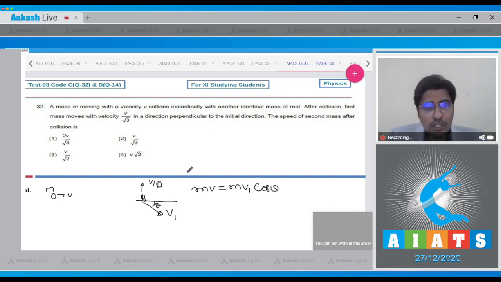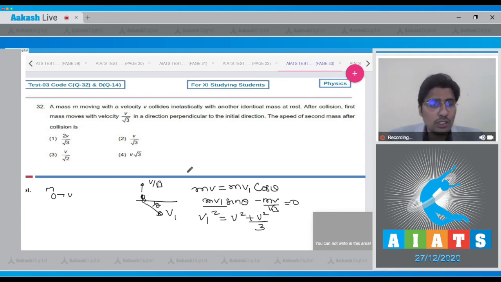And in the y direction, we can write down that m v1 sin theta minus mv by root 3 will be equal to 0. From these two equations, we can easily write down that v1 square is equal to v square plus v square by 3. That is, we have used sin square theta plus cos square theta is equal to 1. From this, v1 will be equal to 2v by root 3. And hence for this question, the correct answer is option number 1.